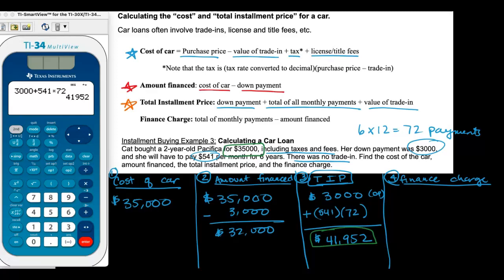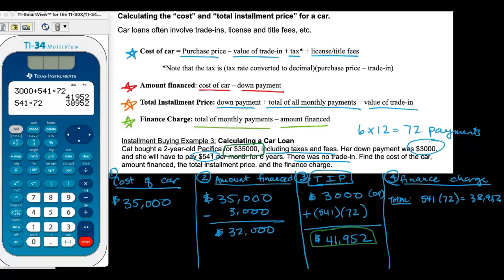Well, to find that, we can look at this fourth formula here. We take the total of all monthly payments and subtract the amount financed. So the total of all monthly payments is just going to be the 541 times 72. So I'll just do that first. 541 times 72 gives us a total of $38,952. That's what's borrowed from the bank.